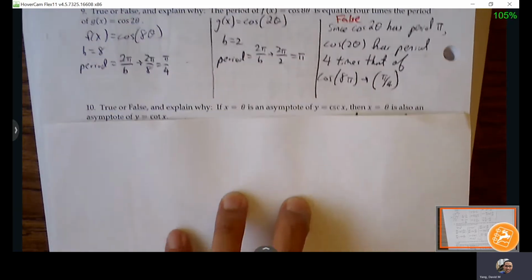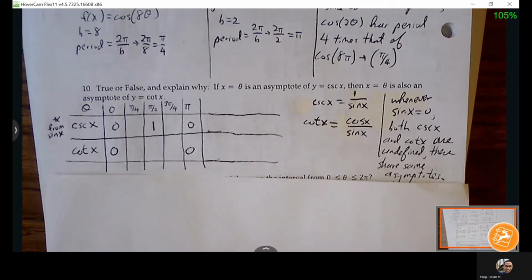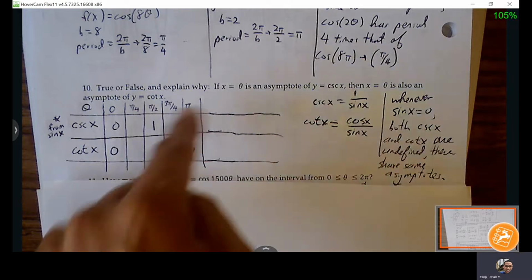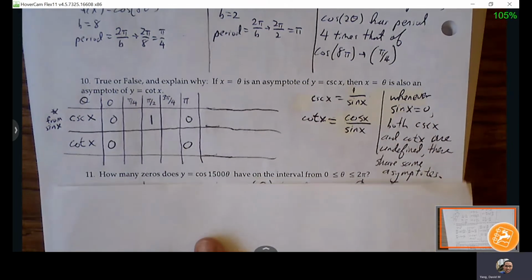So if we compare those two, you see that cosecant is 1 over sine, cotangent is cosine over sine. They both have the same denominator. So whatever causes sine to be 0, both cosecant and cotangent will experience undefined, right? So they both will share the same asymptotes because they have the same denominator. You don't need this table here, just the reasoning here.